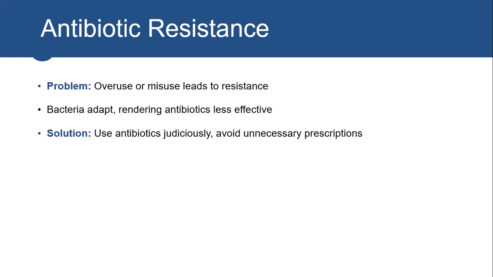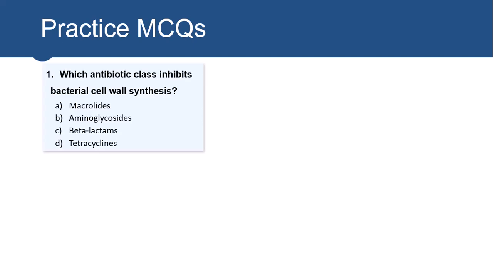Now let's test your knowledge with some practice questions. Question 1. Which antibiotic class inhibits cell wall synthesis? The correct answer is C. Beta-lactams inhibit the penicillin-binding proteins, inhibiting cell wall synthesis.